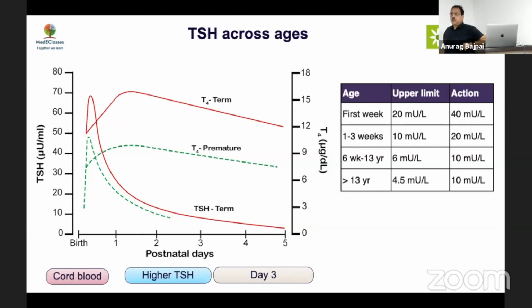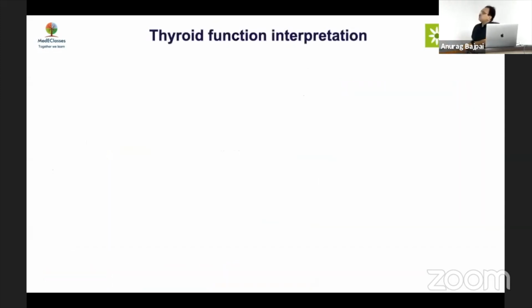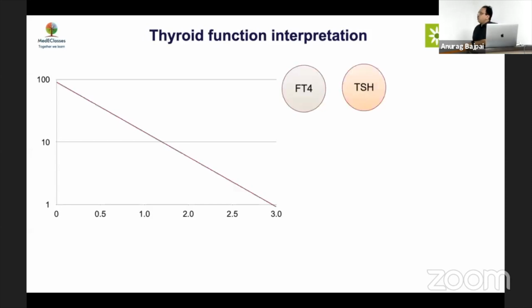So very importantly, in boys or children, you want a higher cutoff of 13, which becomes relevant in that situation. Now, how do you interpret the thyroid function test? There is a log linear relationship between FT4 and TSH. As soon as FT4 comes down, your TSH should go up sky high.